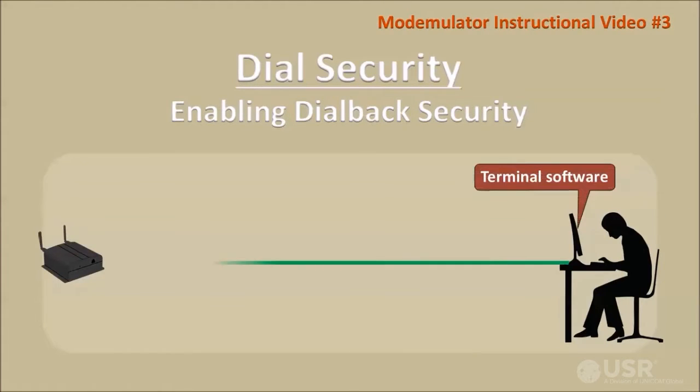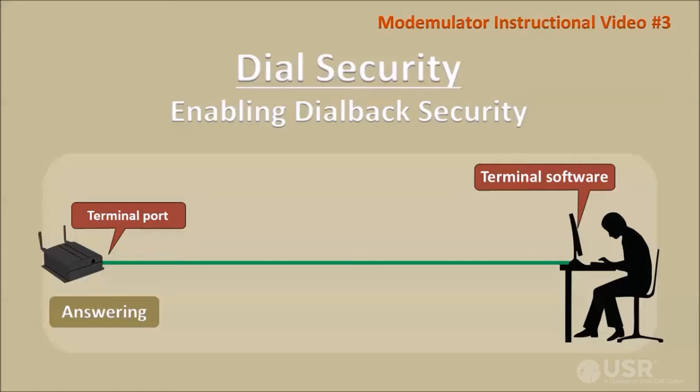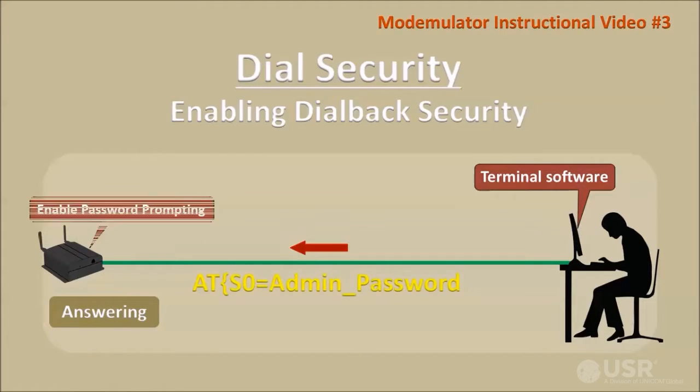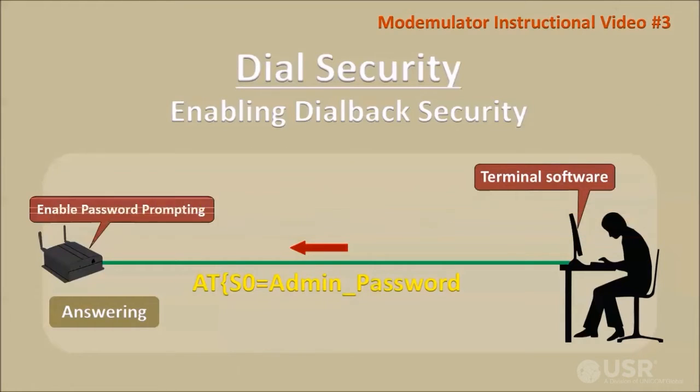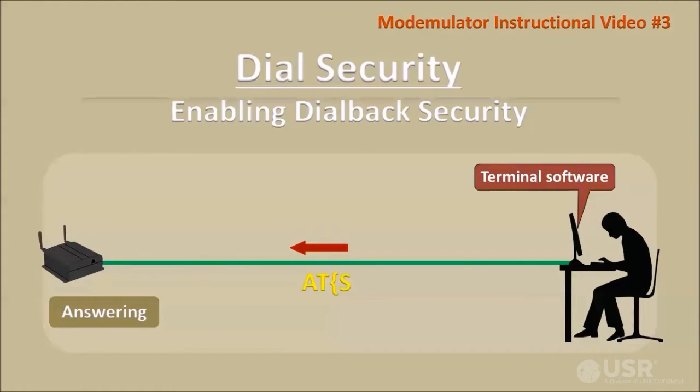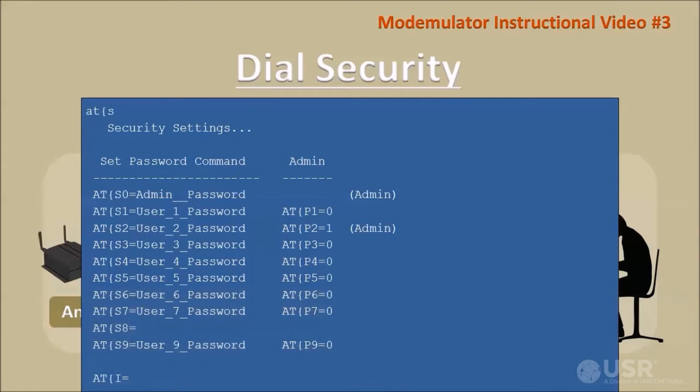To enable Dialback security, first connect a terminal to the answering modemulator. Use the brace S0 command to enter an administrator password into the answering modemulator. The password may contain up to 15 displayable characters with no spaces. The password is case sensitive. Use the brace S command to display all passwords and privileges onto the terminal screen.